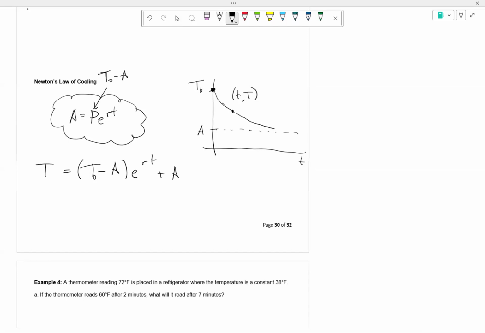So this is Newton's law of cooling. I'm not going to ask you to memorize that formula. I'll be giving it to you, so you're just going to have to be able to use it.